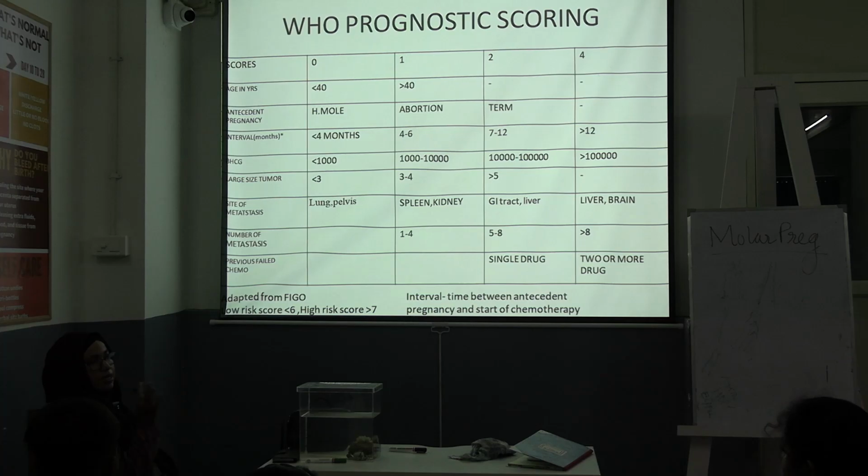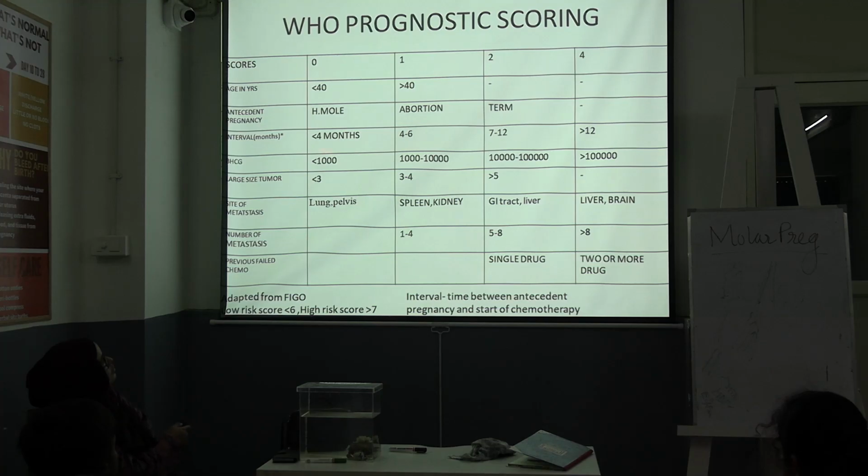If the patient had a normal vaginal delivery or cesarean section before this molar pregnancy, there is more risk of development of choriocarcinoma. Okay. So HMOL score is 0, abortion score is 1 and term pregnancies score is 2. Interval in months. What is interval? Time between antecedent pregnancy and start of chemotherapy. The more the time, the risk increases.